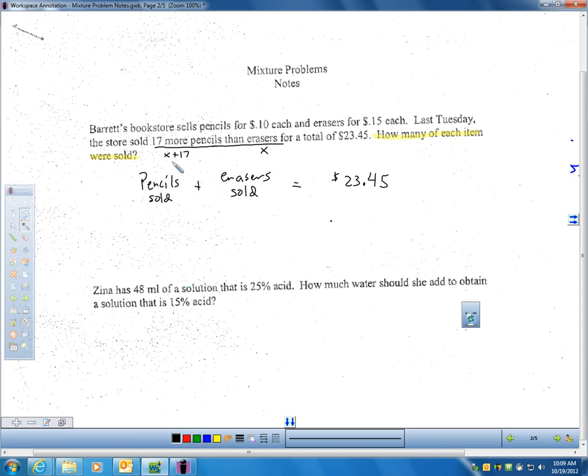Every pencil I sell is 10 cents. Let me write that out. It's 10 cents times the number of pencils I sell.